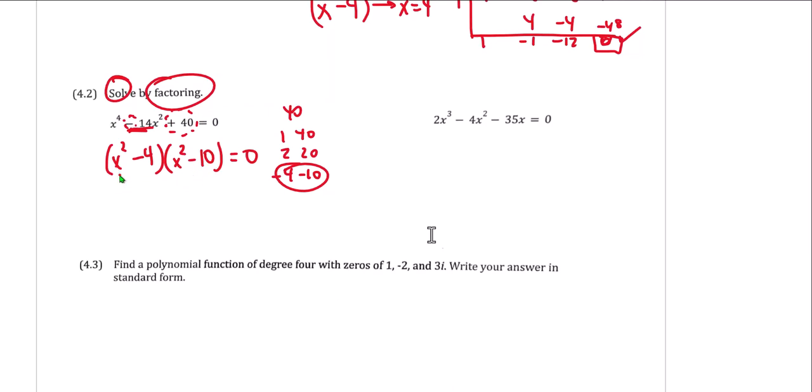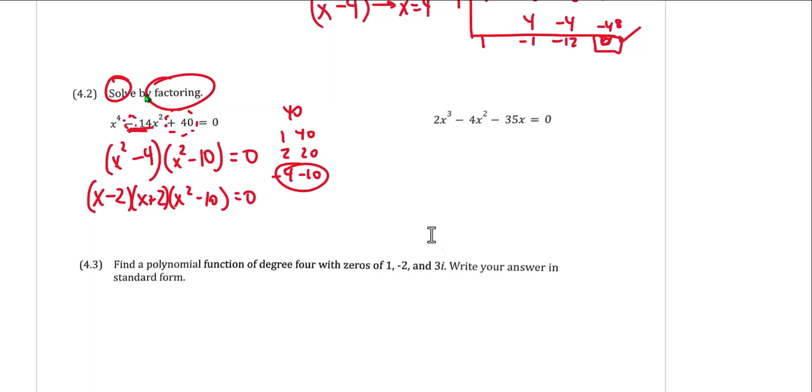Let's FOIL this all back through to make sure we get what we need. So that's x to the 4th minus 10x squared minus 4x squared. So that is the -14x squared. Great. And then the plus 40. So indeed, we do get everything that we need here. Now, of course, on the left over here, we have a difference of squares, which can be factored into x minus 2 and x plus 2, and x squared minus 10.